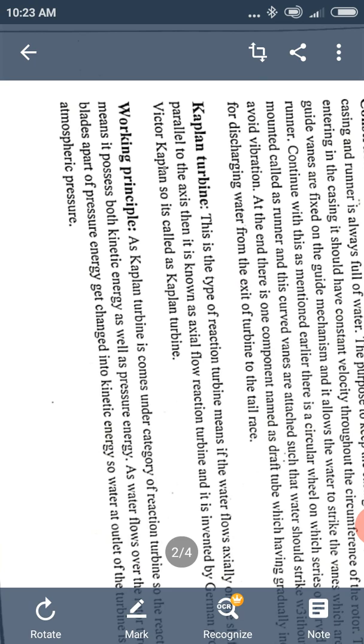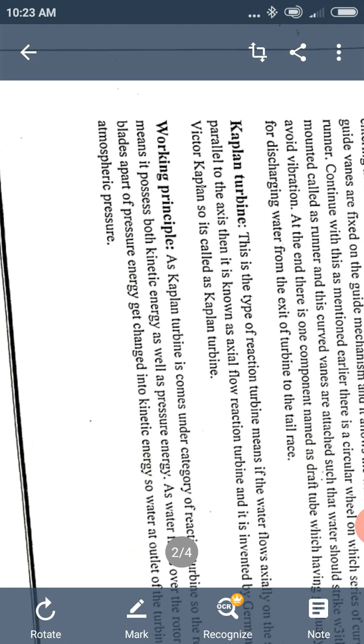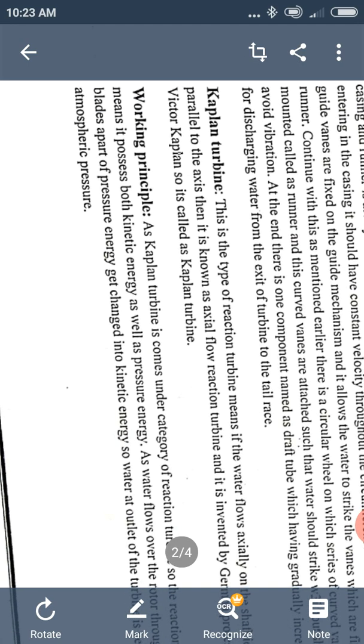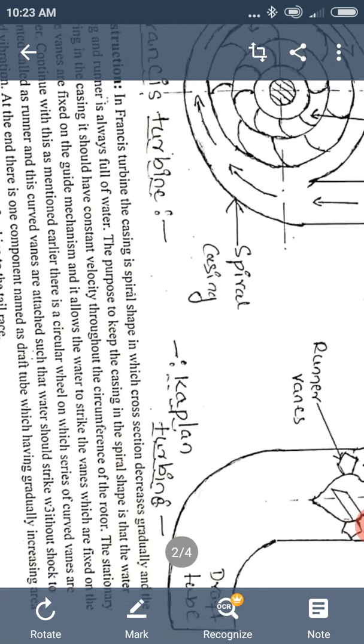So a reaction turbine possesses both kinetic energy as well as pressure energy at the inlet. As the water flows through the runner and the guide blades, a part of the pressure energy gets changed into kinetic energy, and so the water at the outlet of the turbine is below atmospheric pressure.